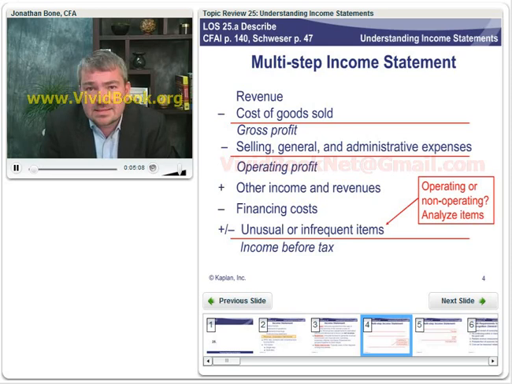You may then see unusual or infrequent items, and we're going to define these in a little while. Now, an unusual or infrequent item, if it relates to your day-to-day business operations, then it might go after the sales, general and admin expenses, i.e. before operating profit. If it doesn't relate to your day-to-day business operations, then you can see it's coming after operating profit. Okay, so that brings us down to income before tax. Let's continue the example on the next page.